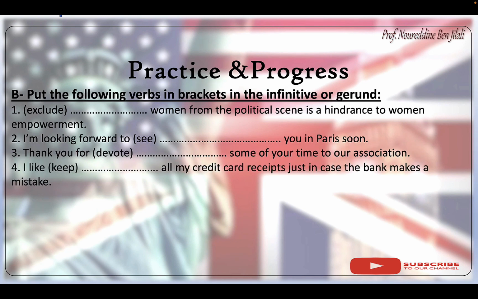Number 4, I like keep all my credit card receipts just in case the bank makes a mistake. So, like here is a verb which is followed by an infinitive with to and gerund. But the meaning here or the concept here is that the action is done all the time. So the gerund here is the best choice. So I like keeping all my credit card receipts just in case the bank makes a mistake.